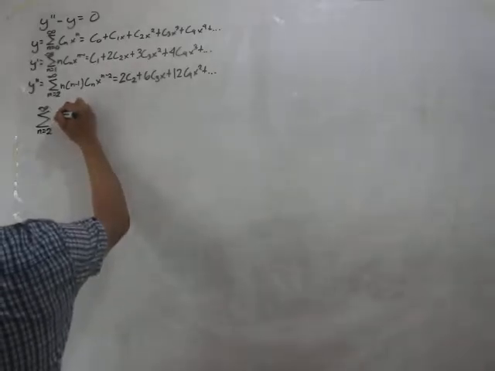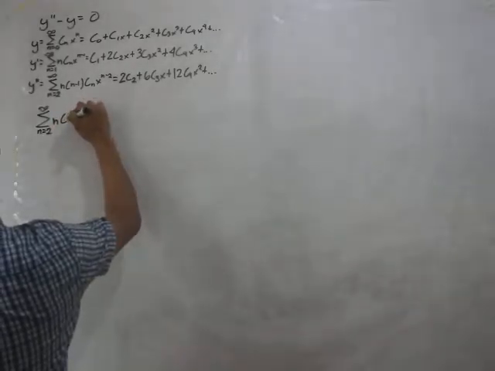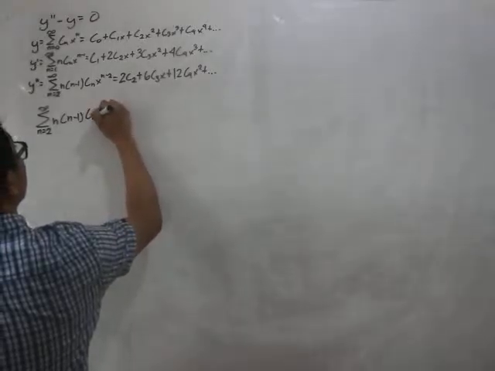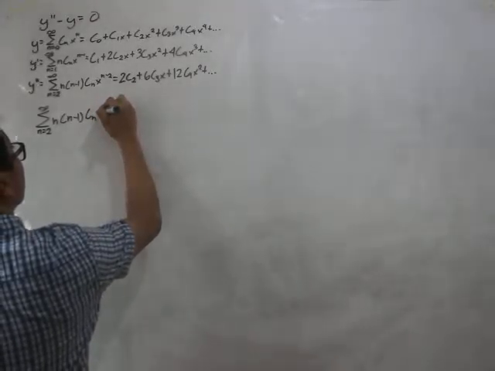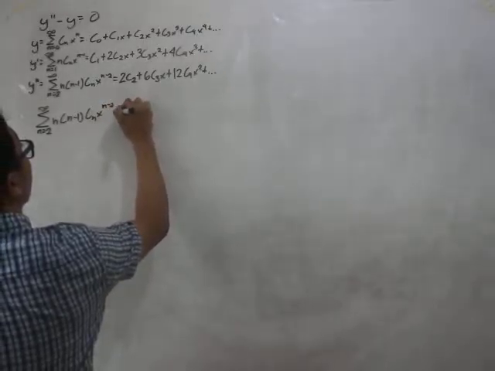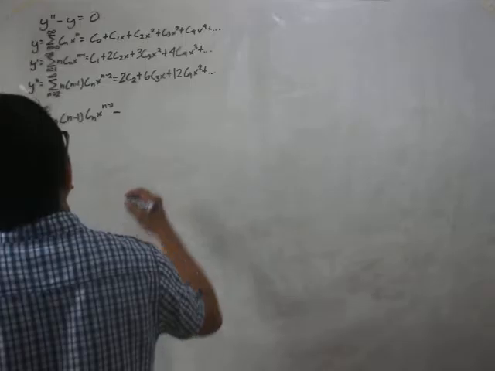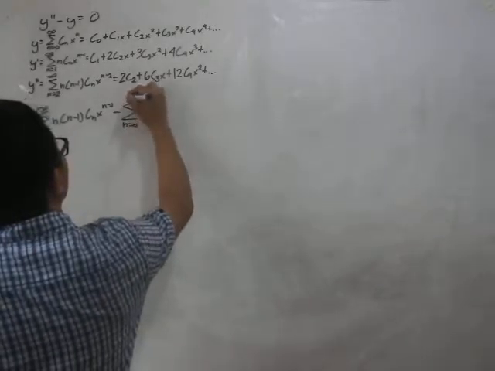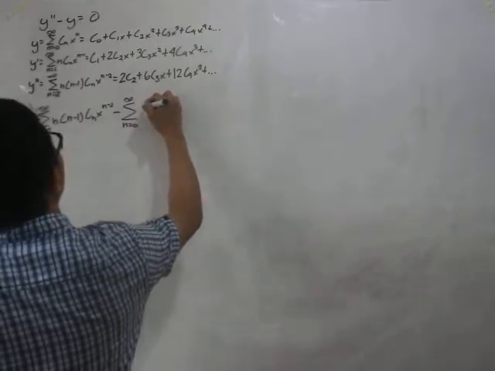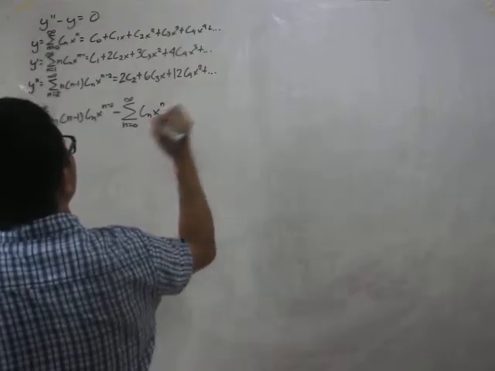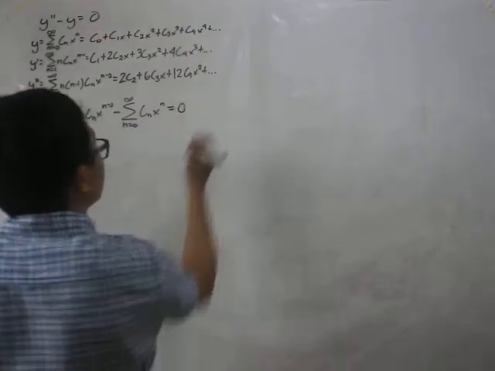the sum from n equals 2 to infinity of n times n minus 1 times c sub n x raised to n minus 2, minus our y, which is the sum from n equals 0 to infinity of c sub n times x raised to n, is equal to 0.